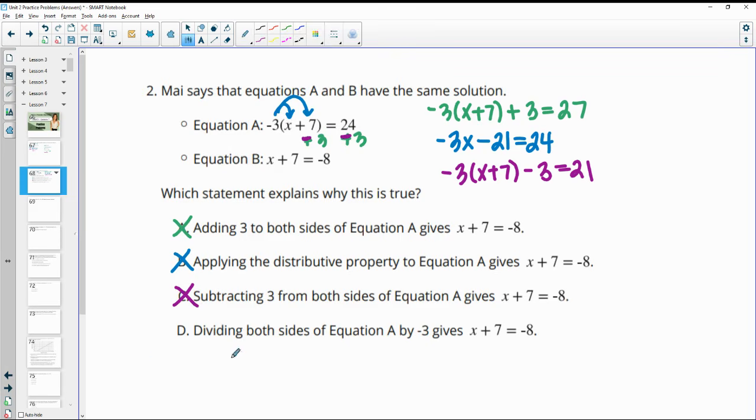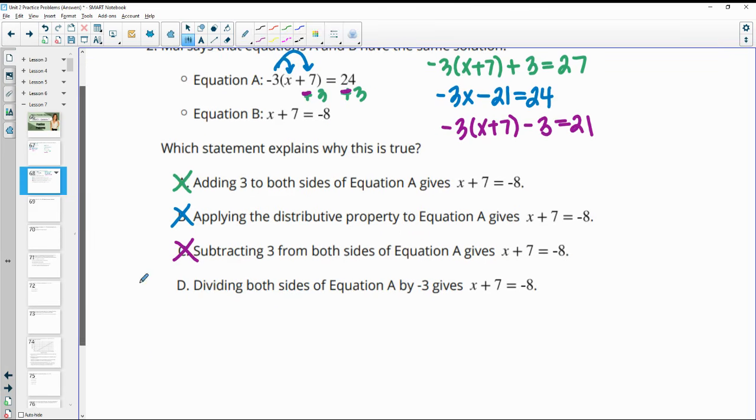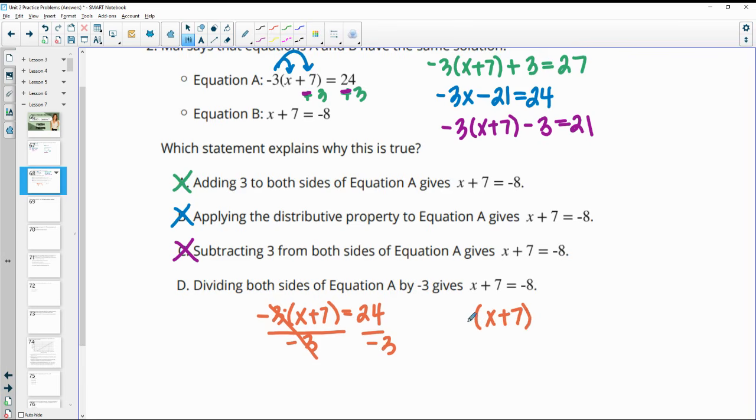So then the last one, D, says that we would divide both sides by -3. So if I write this down again down here, if I divide by -3, now we can divide these because there's multiplication here. So it's -3 times this whole thing, and then divide by -3. So -3 divided by -3 is 1. So we just get x plus 7. And then we don't need those parentheses anymore. And then 24 divided by -3 is -8. So then we do get that.